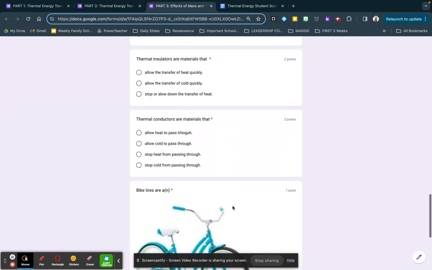Thermal insulators are materials that do what? So insulators, what do they do? Do they allow the transfer of heat quickly? Do insulators allow the transfer of cold quickly? Or do insulators stop or slow down the transfer of heat?